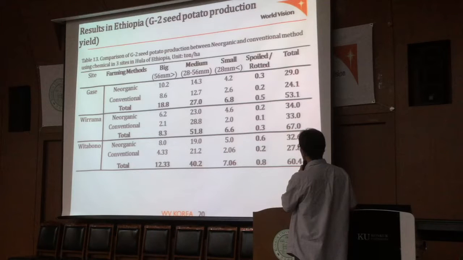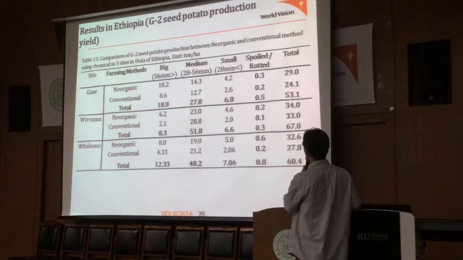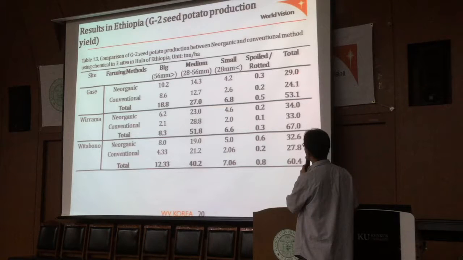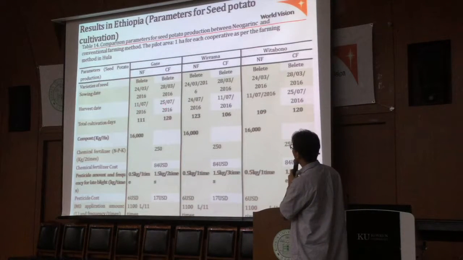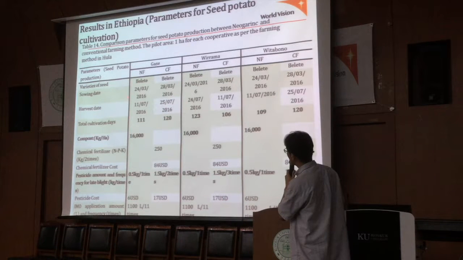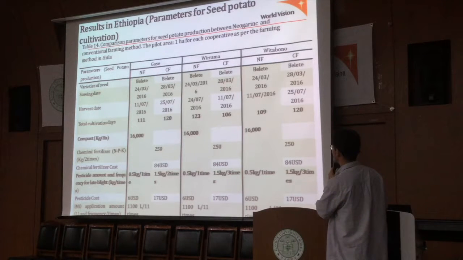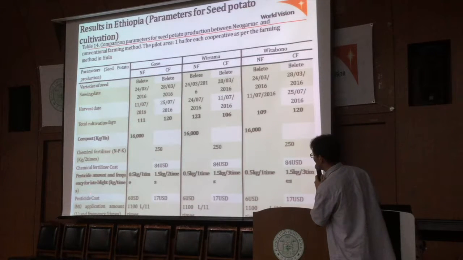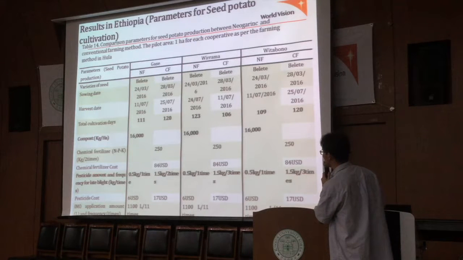They are also more, in all 3 cooperatives, the natural crop gets more harvest yield than the conventional way. And also this is information to compare all the cost and the other parameters. But in this case, the chemical use in the conventional per hectare, and also the pesticide use in both the natural and the CF is 1 time only.